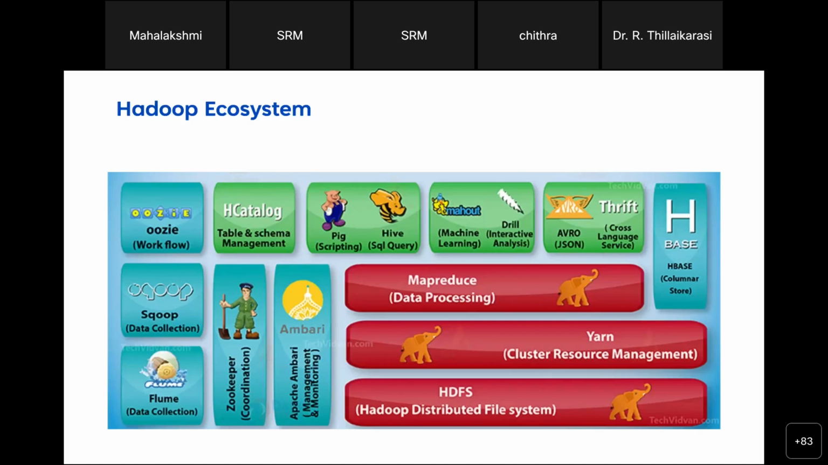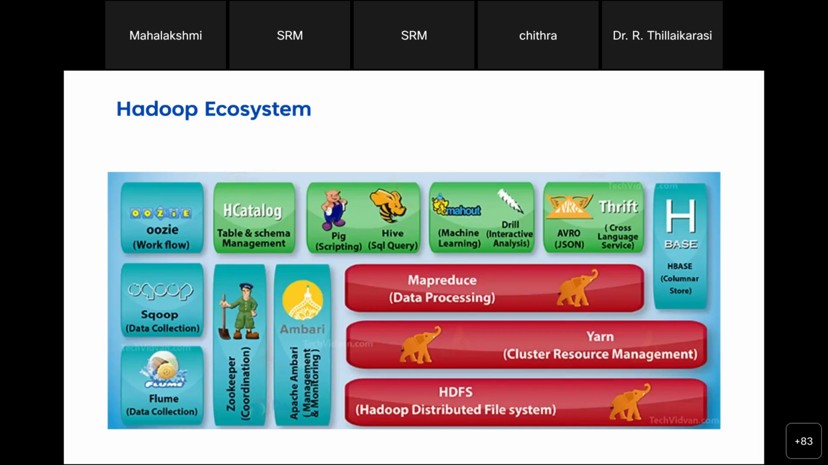Now you may get some kind of confusion. YARN is a resource manager. Why are we using Zookeeper? YARN is a resource manager, but YARN is used for a single ecosystem. If we have a multiple amount of data and multiple ecosystems, we use Zookeeper as a resource manager.